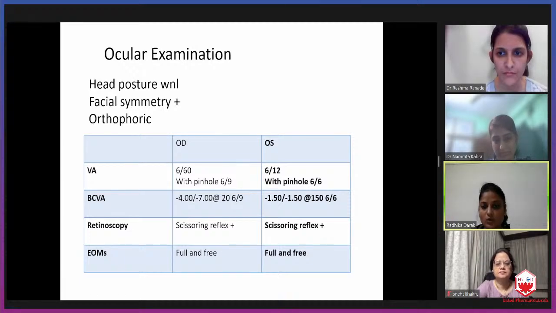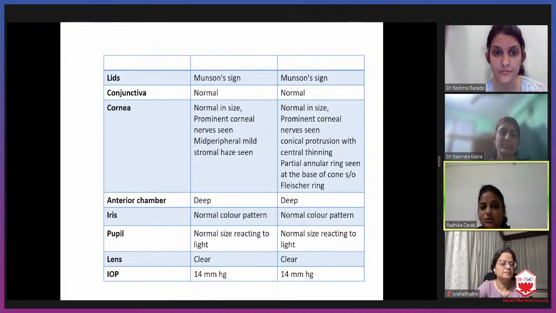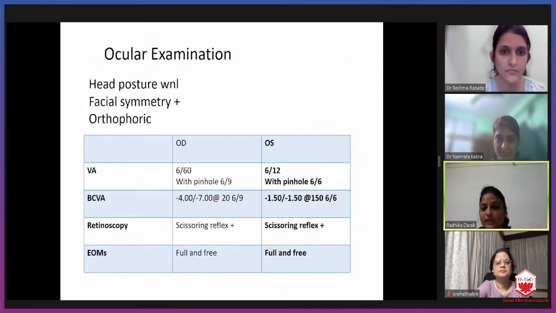Extraocular movements full and free in all directions. Lids: Munson sign is present. Conjunctiva within normal limit. Cornea normal in size. Prominent corneal nerves seen. Mid-peripheral mild stromal haze seen. Anterior chamber is deep, iris normal color pattern, pupil normal size reacting to light, lens is clear, and intraocular pressure 14 mm of Hg. Now for the left eye, visual acuity is 6/12 with pinhole 6/6. Best corrected visual acuity -1.5, -1.5 at 150, which improved to 6/6. Retinoscopy: scissoring reflex is present.